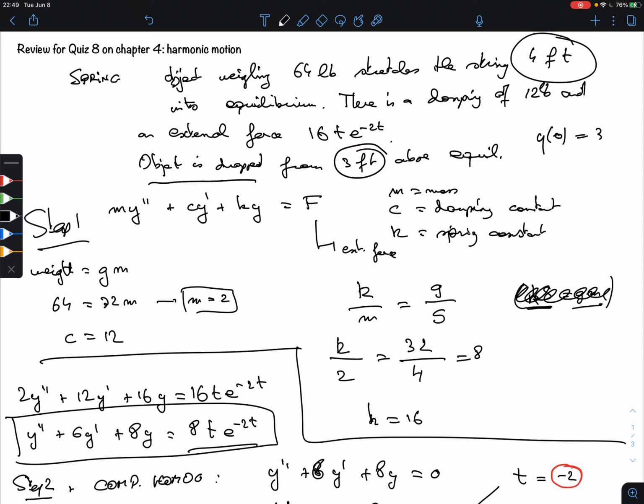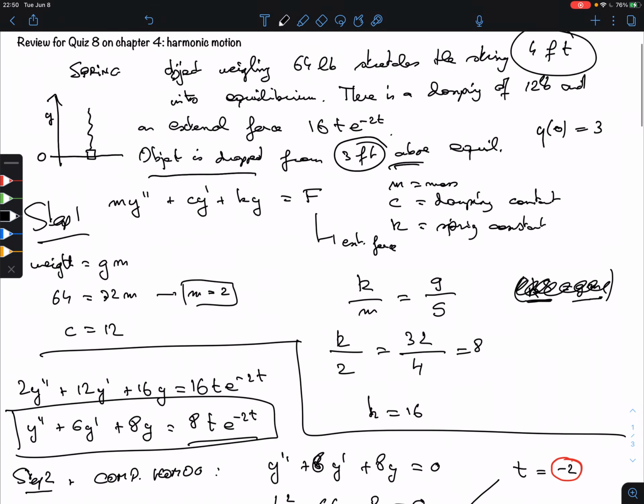So at y0, it's 3, right? Because it's dropping from above equilibrium. That's the point, and our axis is always this way. Remember, our spring has been normalized. So this black line here is not the axis. Our spring is attached somewhere, but this is y equals 0. So it's above. And what is the velocity at time 0?